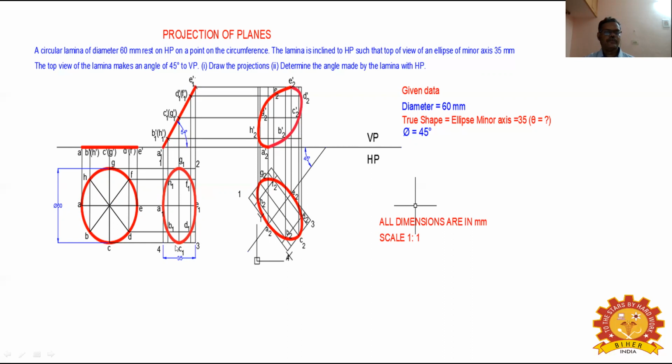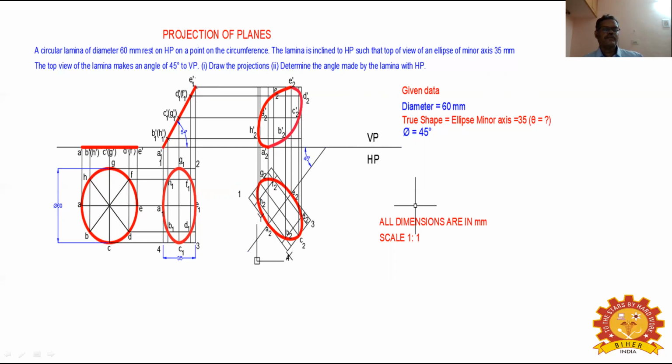Therefore, the minor axis distance is given as 35 mm. Since there is no change in the major axis dimension, it stays 60 mm. Therefore, we construct the box as 60 by 35. Construct the box as 60 by 35, and mark the outer box as 1, 2, 3, 4. From 2, draw a vertical line. From 1, draw a vertical line.